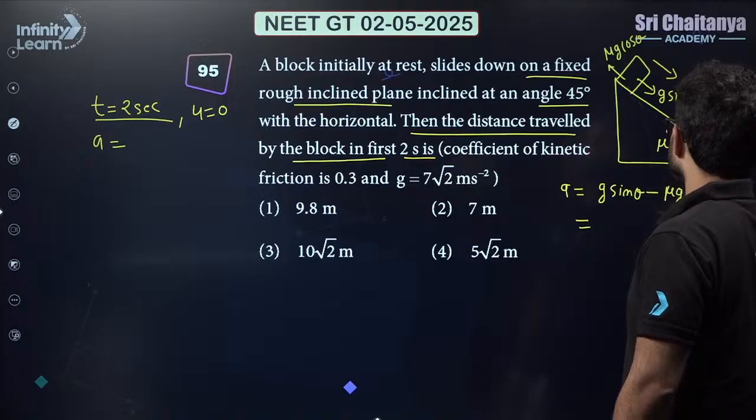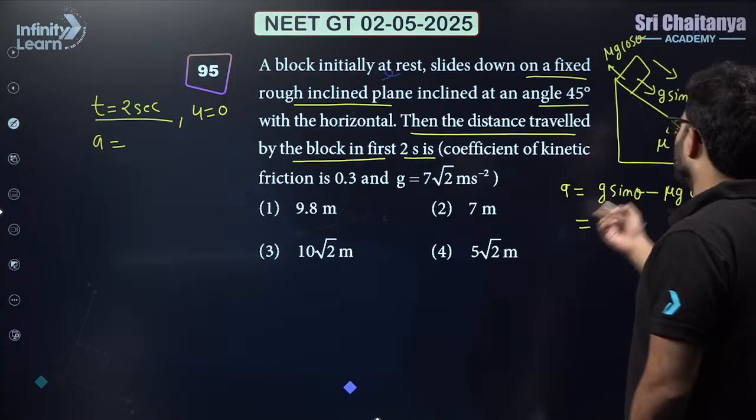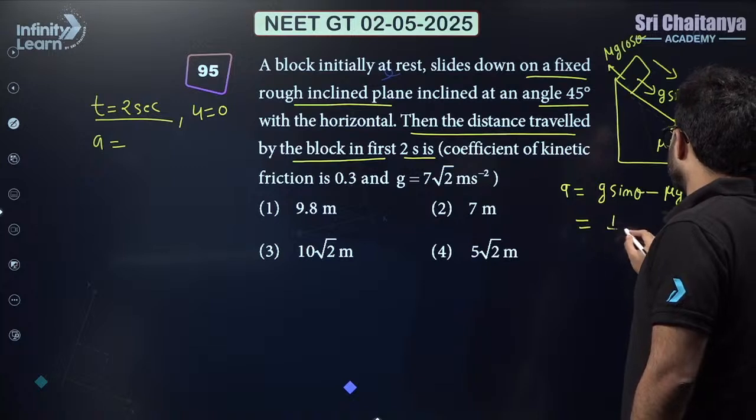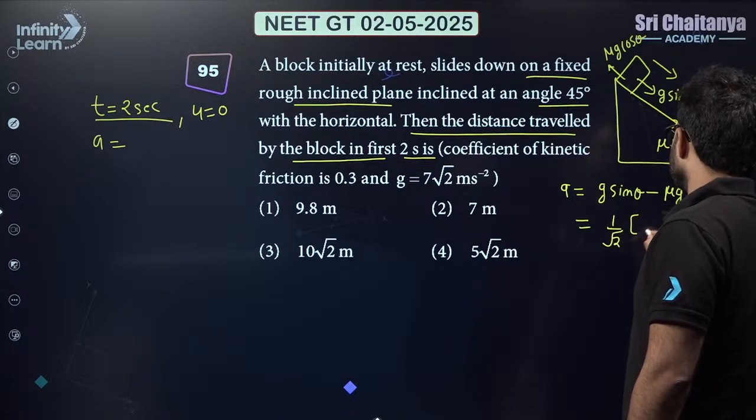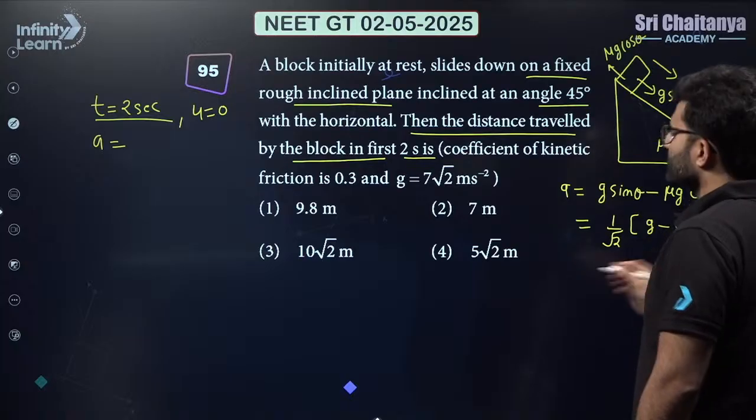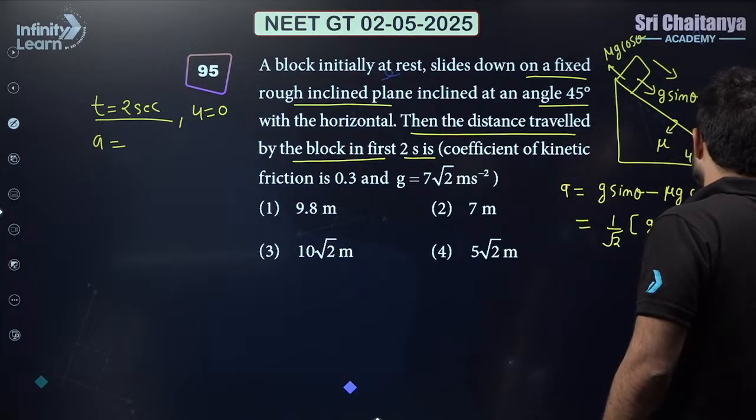So sin 45 and cos 45, they both are the same. G and G, you have to take 7 root 2. So let me just do it quickly. So 1 by root 2 G minus mu into G. So mu is how much? Mu is given as 0.3.